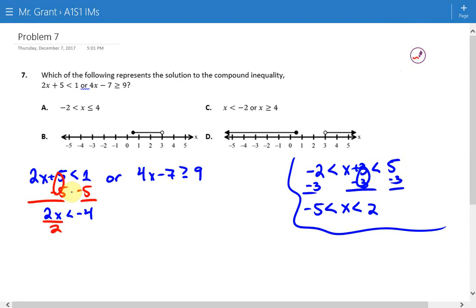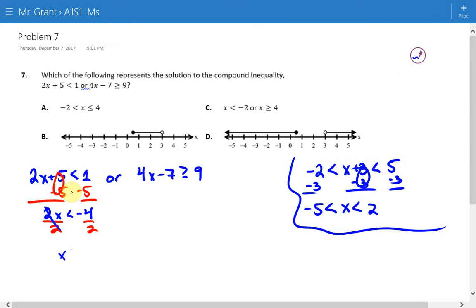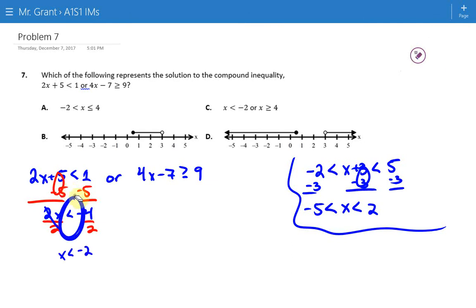and of course we need to divide by 2. And when we do that, we end up with x is less than -2. Notice I did not flip this inequality sign. We only flip the inequality sign if we multiply or divide by a negative number, and this is a positive. So it keeps everything the same, and we get one piece of the puzzle done.